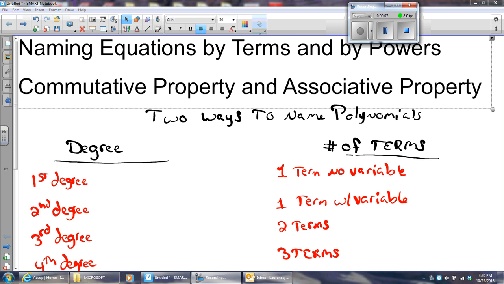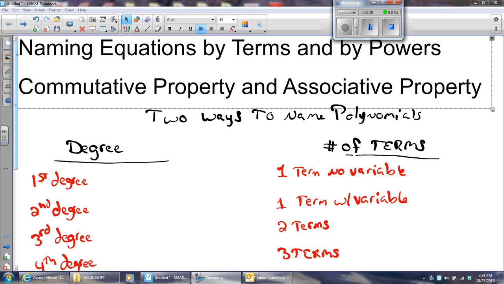Honor Algebra. It's Mr. Lawrence here, and we are going to do a little interruption video here. We'll do some practice with factoring, so we've got to make sure we're good on it. We're going to go into something new, but we've got to pick up some pieces, make sure we're not going too fast. Today we're going to learn how to name equations by the number of terms and by their powers, and we're also going to talk about the commutative and associative properties.